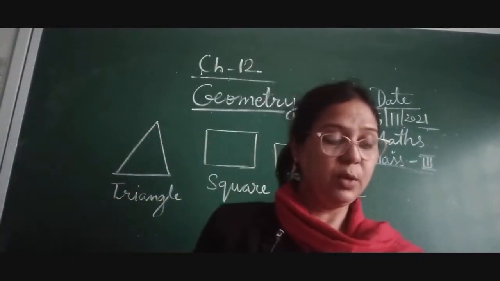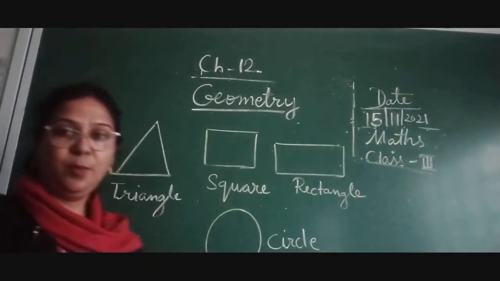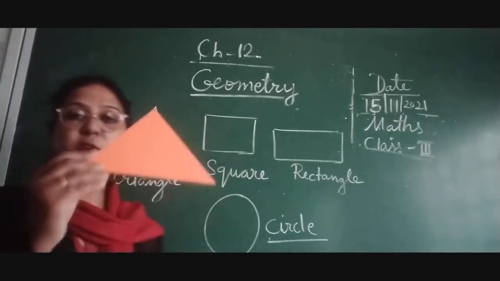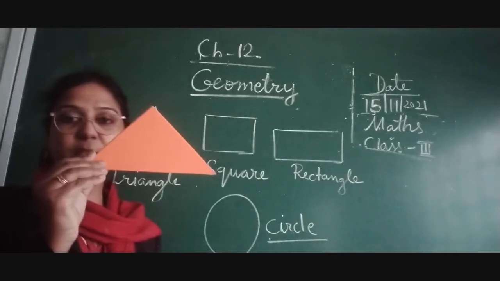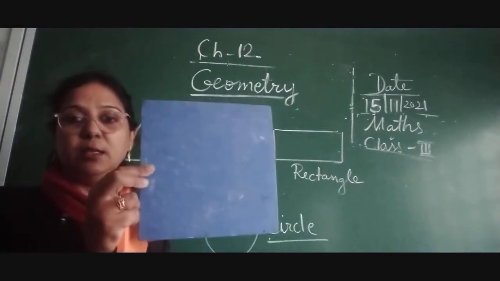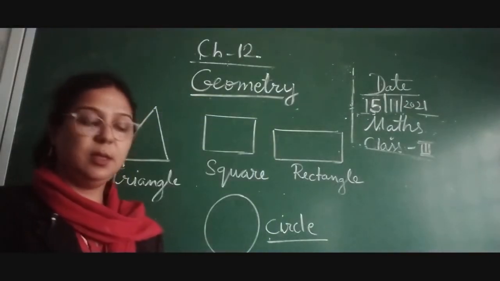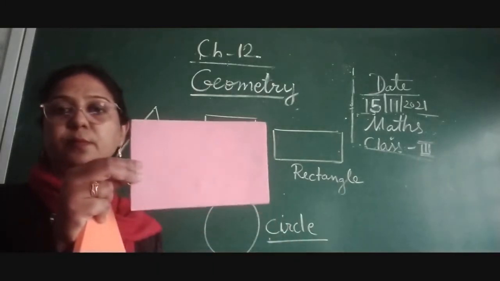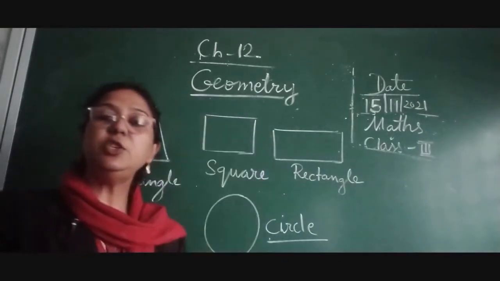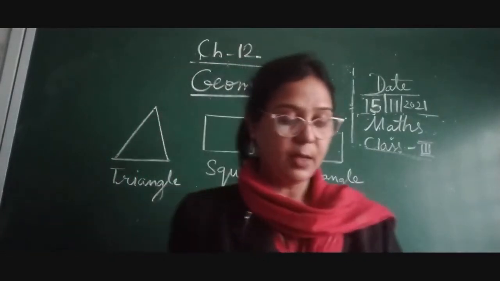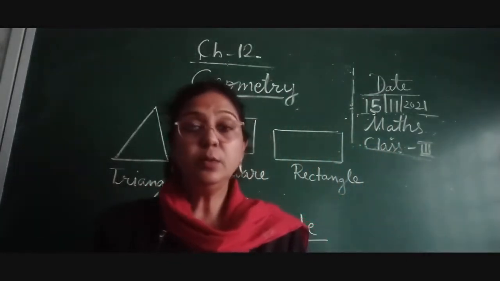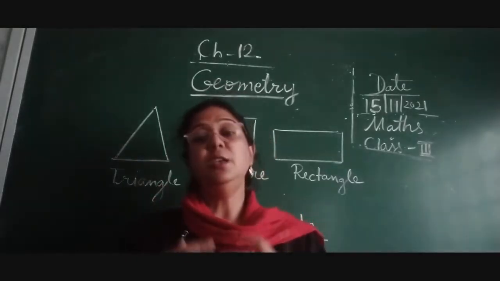I am going to show you these shapes in a model. I am going to demonstrate these shapes. This is a triangle. This is a square. This is a rectangle. Now this is a circle. These shapes we have already done. Now children, we are going to study about these shapes in detail.